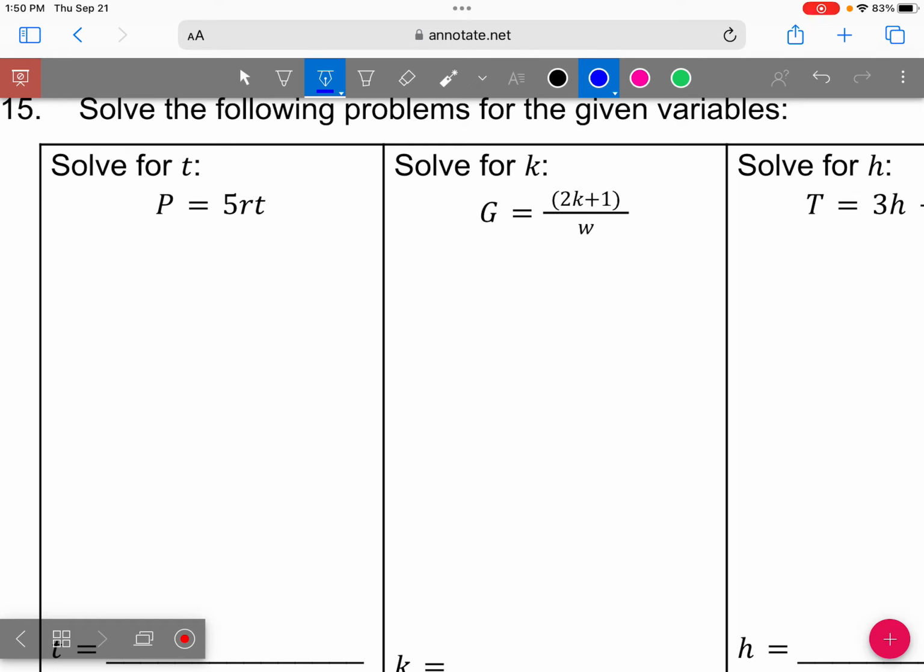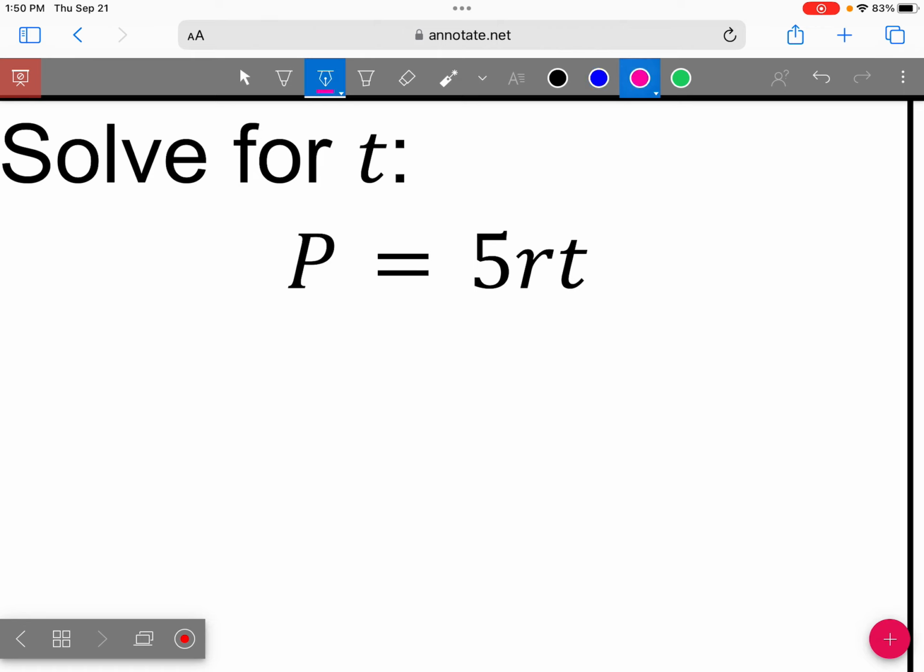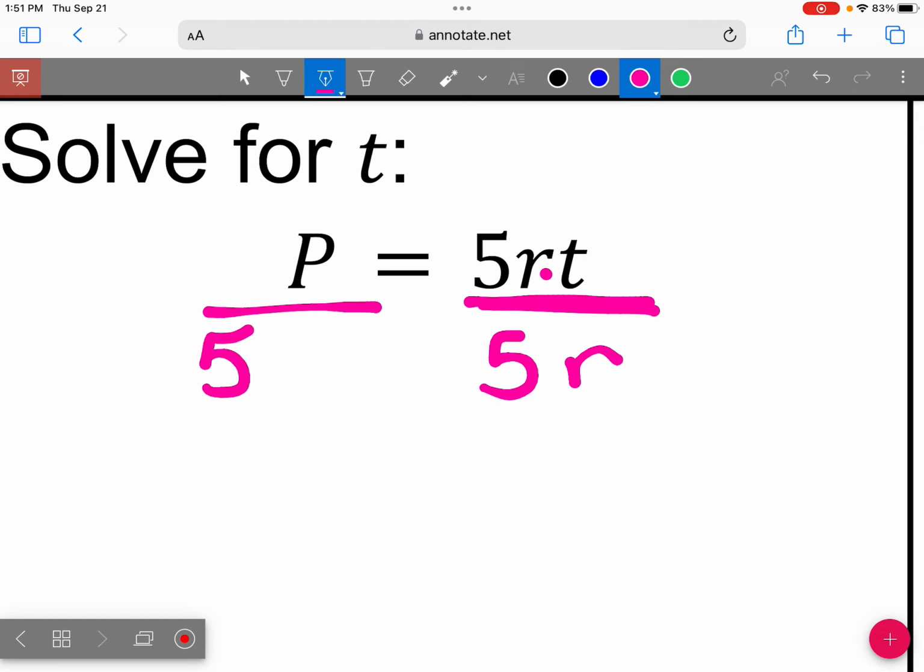All right. So what we're going to do is solve for t on this first one. What is happening between the t and the rest of the stuff? What operation is here? It's multiplication. How do we undo that? Divide. So I need to divide all the things that are multiplied against the t. So I'm going to divide by the 5 and the r. Whatever I do to one side, I have to do to the other.